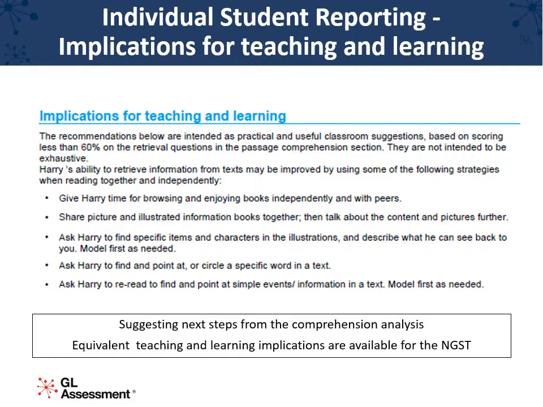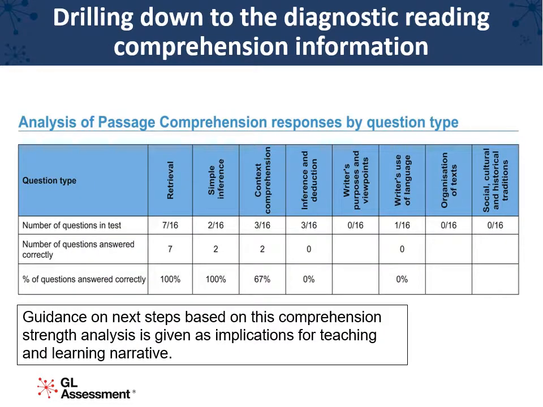In this case, suggestions include asking Harry to find specific items and characters in the illustrations and describe what he can see, or asking him to point at or circle a specific word in the text. In the NGRT report, we can drill down to see Harry's responses by question type, which may help us to set up relevant and effective intervention for him.